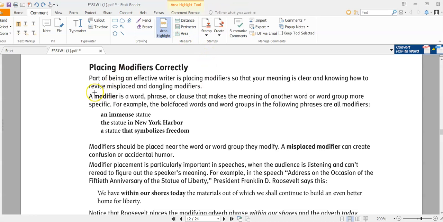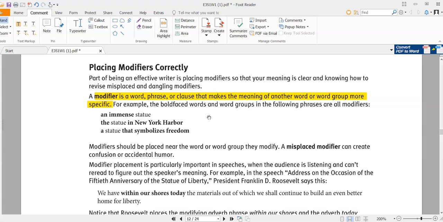So a modifier is a word, phrase, or clause that makes the meaning of another word or word group more specific. So it's kind of like an adjective, only it doesn't have to be just one word. The bold-faced words and word groups in the following phrases are all modifiers. So everything that's bolded here is an example of a modifier.